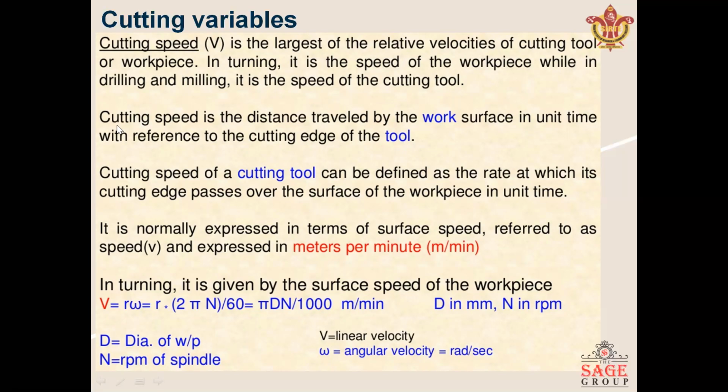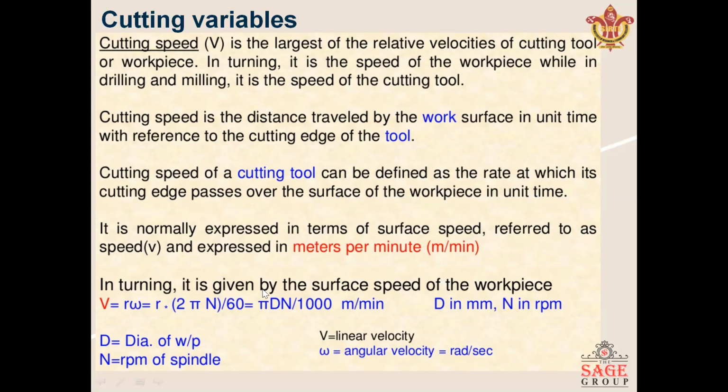Okay, so cutting speed is the distance traveled by the work surface in unit time with reference to the cutting edges. Cutting speed of a cutting tool can be defined as the rate at which its cutting edge passes over the surface of the workpiece in unit time. It is normally expressed in terms of surface speed, referred to as speed, and expressed in meter per minute.